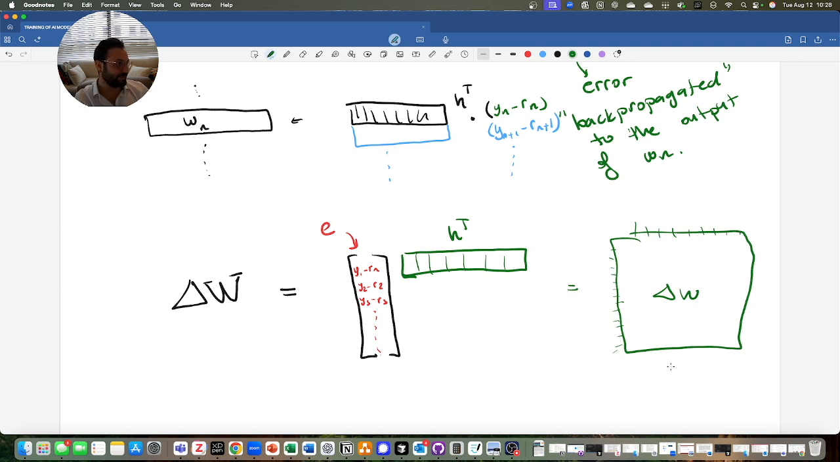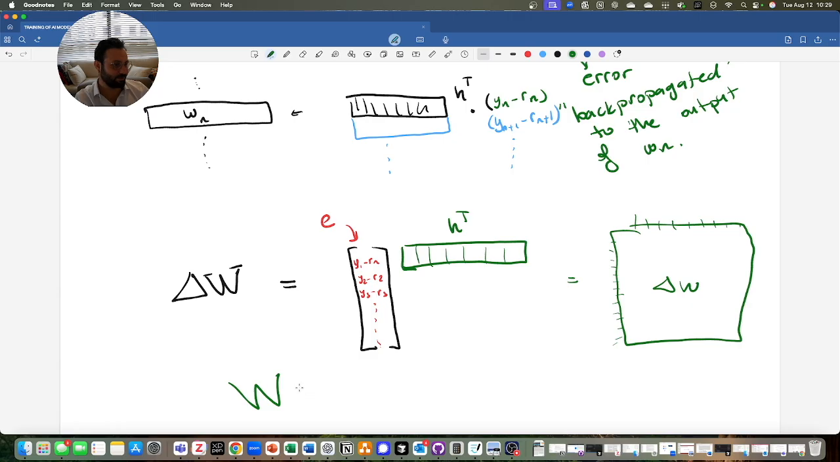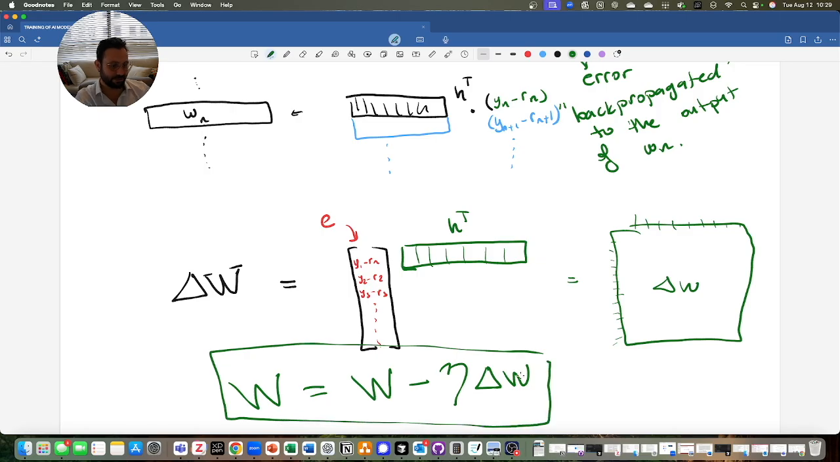And what I'm going to do, I'm going to subtract this from W. I'm going to do my learning. My W is going to be W minus some learning rate times delta W. My dear friends, this was the derivative of softmax and how linear layers in neural networks get updated with outer products.